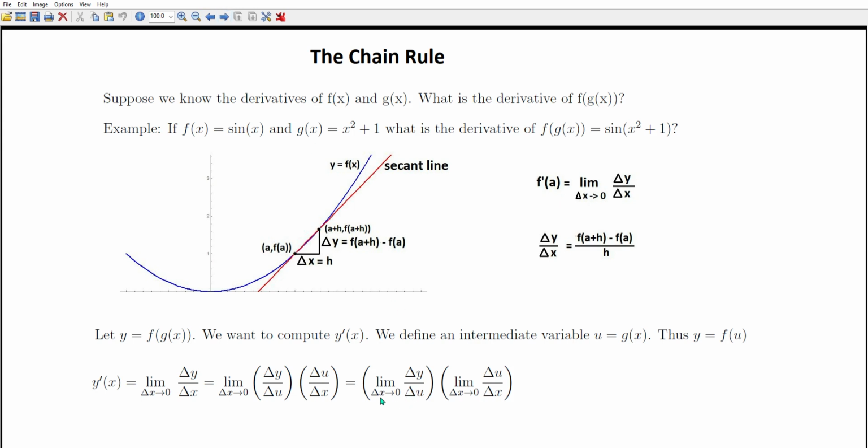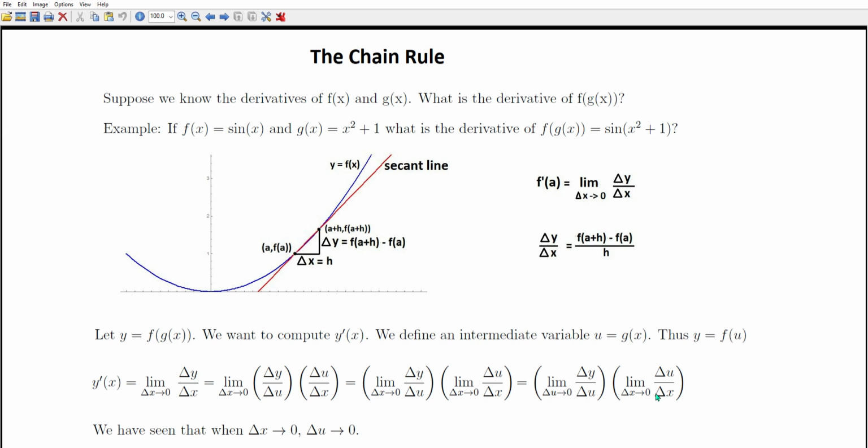Now, by a property of limits, that's just going to be the limit as delta x goes to 0 of delta y over delta u times the limit as delta x goes to 0 of delta u over delta x. Now, as we saw up here, as the change in the independent variable goes to 0, the change in the dependent variable goes to 0. And in this expression, that's the dependent variable. This is the independent variable. So what we're seeing here is that when delta x goes to 0, delta u goes to 0 as well, which means that we can take this delta x goes to 0 and replace it with a delta u going to 0.